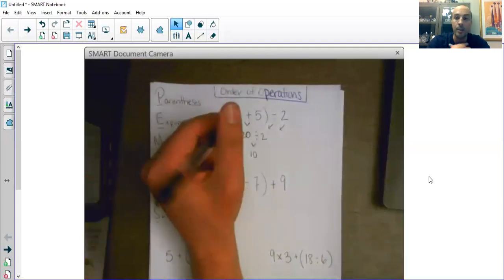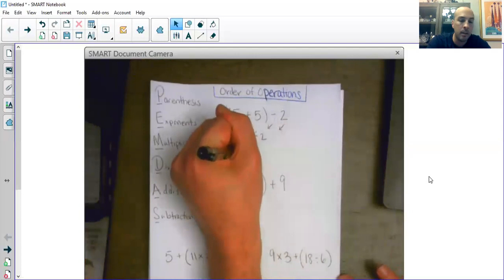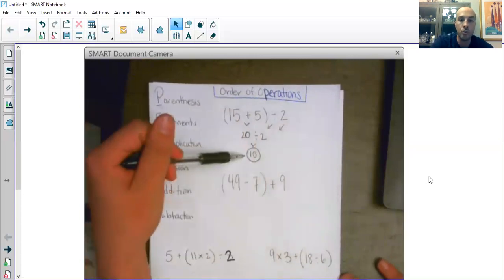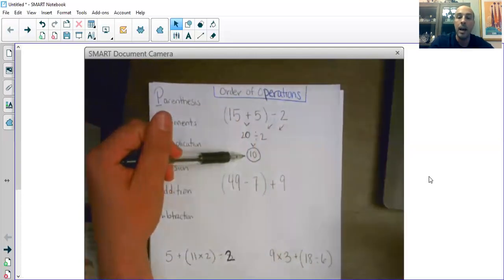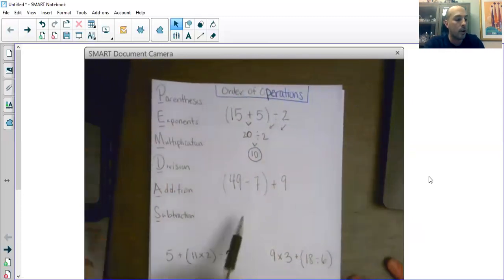What I like to do is circle my final answer. And again, this strategy is going to come in handy as you start doing much wider equations and a lot more work. It'll become a little more apparent as we do a few more of these. So let's look at our next one.